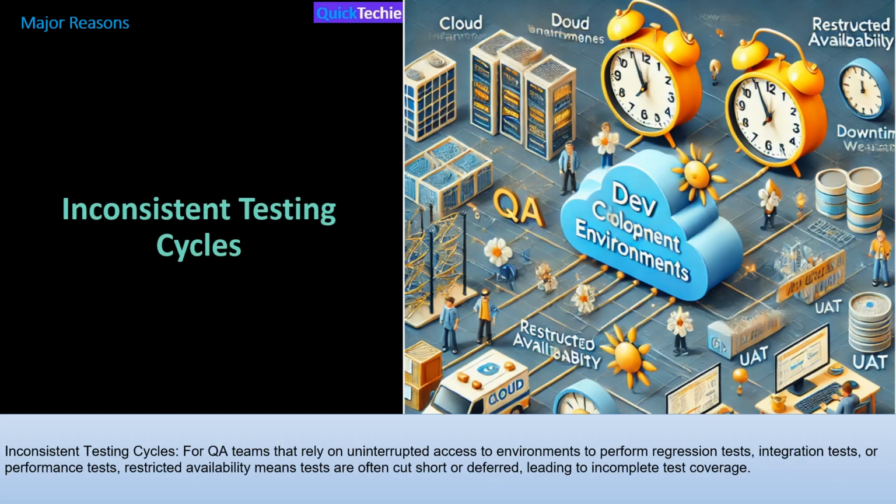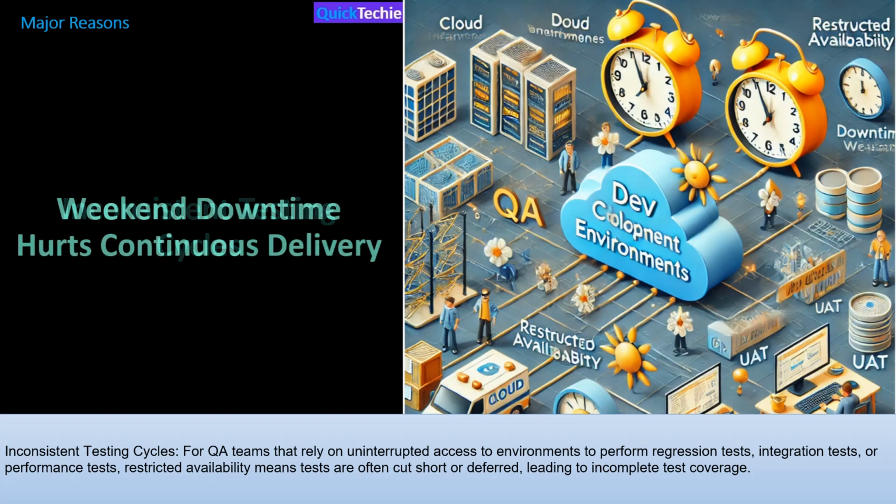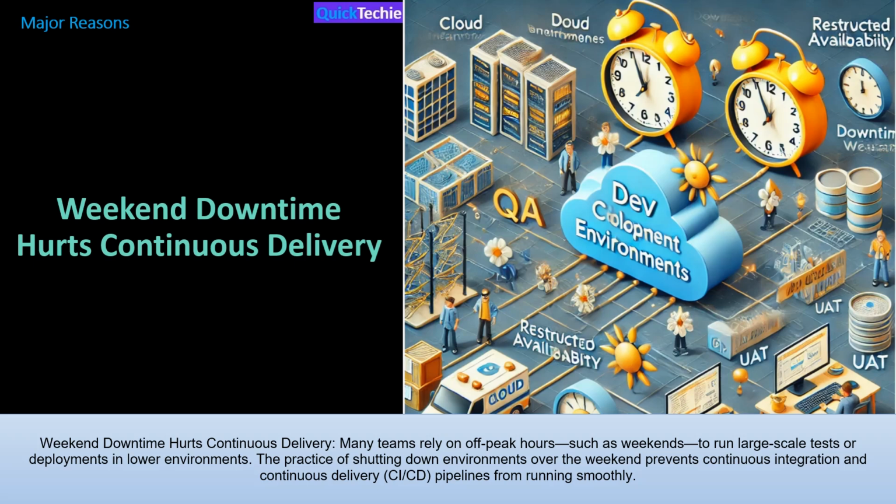Inconsistent testing cycles. For QA teams that rely on uninterrupted access to environments to perform regression tests, integration tests, or performance tests, restricted availability means tests are often cut short or deferred, leading to incomplete test coverage. Weekend downtime hurts continuous delivery. Many teams rely on off-peak hours, such as weekends, to run large-scale tests or deployments in lower environments. The practice of shutting down environments over the weekend prevents continuous integration and continuous delivery, CI/CD, pipelines from running smoothly.